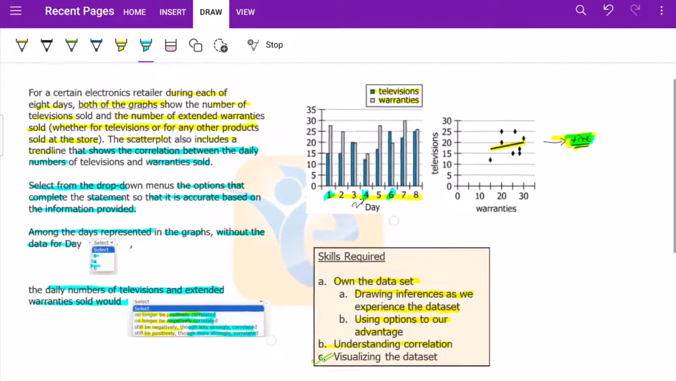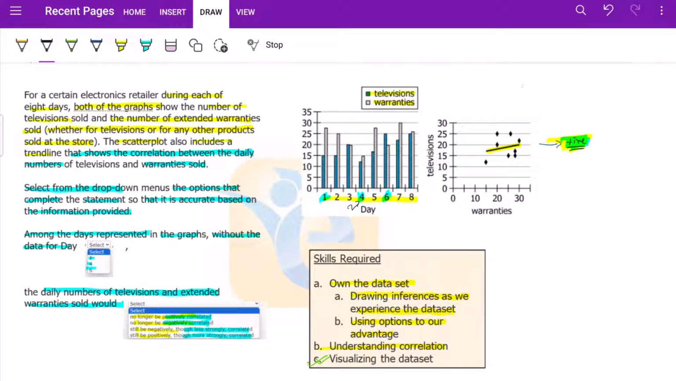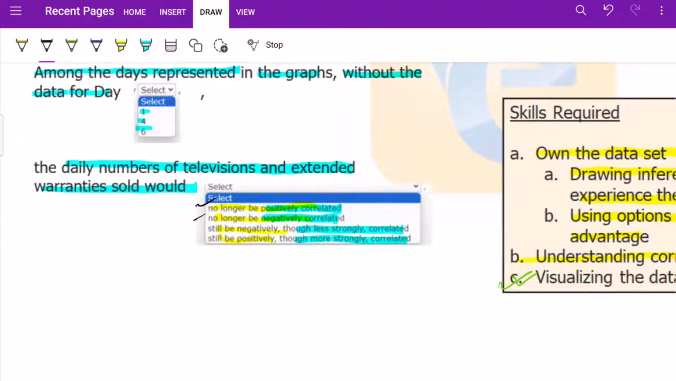Okay, so basically we need to work majorly on this graph. So the first step would be to identify point 1, 4 and 6 on this graph, and then we need to work with this option. So as stated in the beginning of the solution, we need to work closely with the options available also. So if you read through the options, no longer be positively correlated, no longer be negatively correlated, but we already have seen that it is positively correlated. So this cannot be the answer, right?